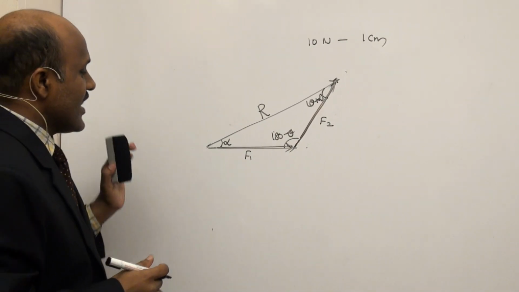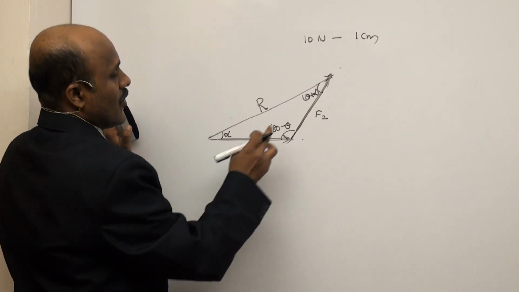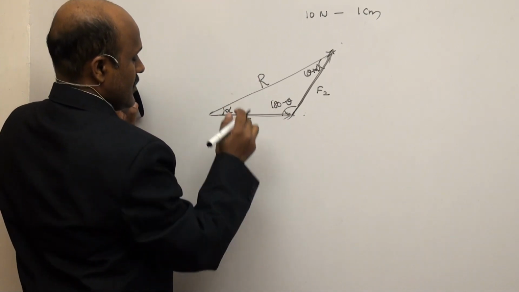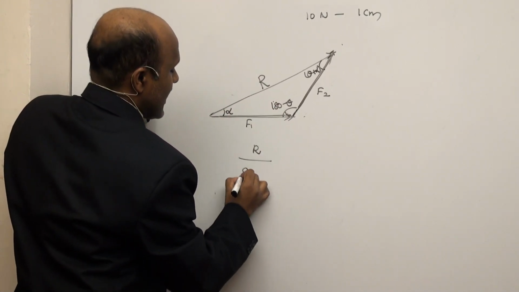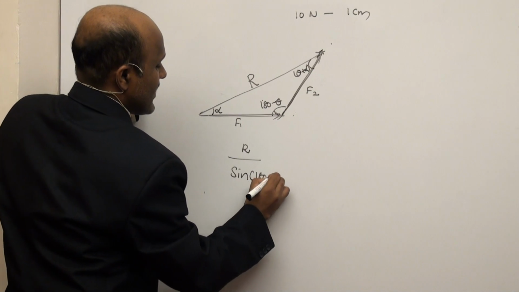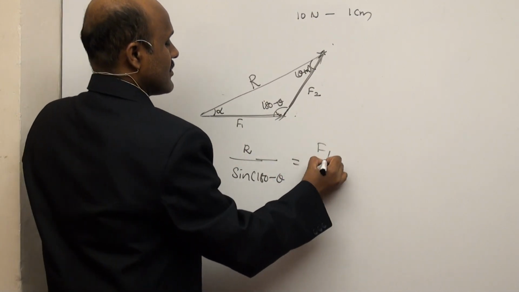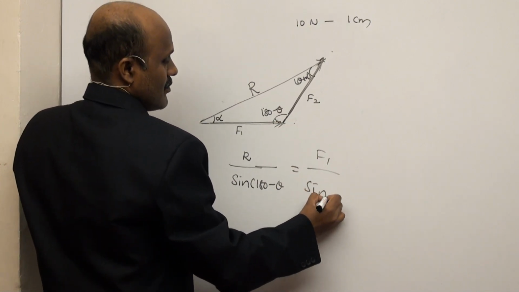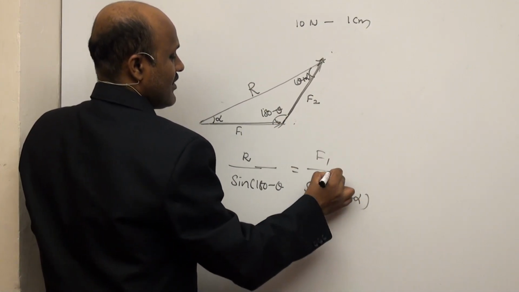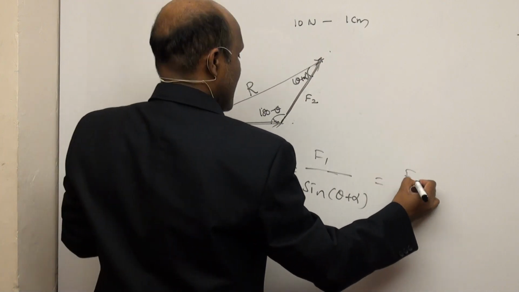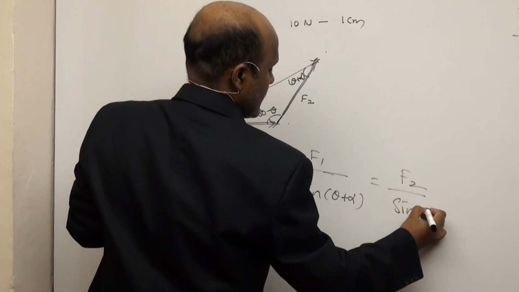By applying the sine law, R divided by sine of (180 minus theta) is equal to F1 divided by sine (theta plus alpha), which is equal to F2 divided by sine alpha.